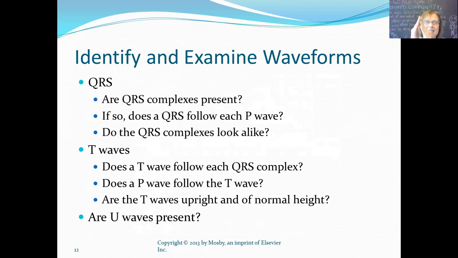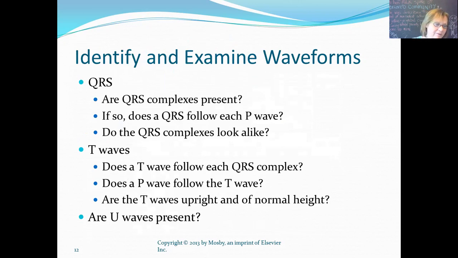So really peaked T waves or very elevated T waves are really important indicators of things like electrolyte imbalance or cardiac ischemia or cardiac, very significant cardiac injury. So we really want to watch that.